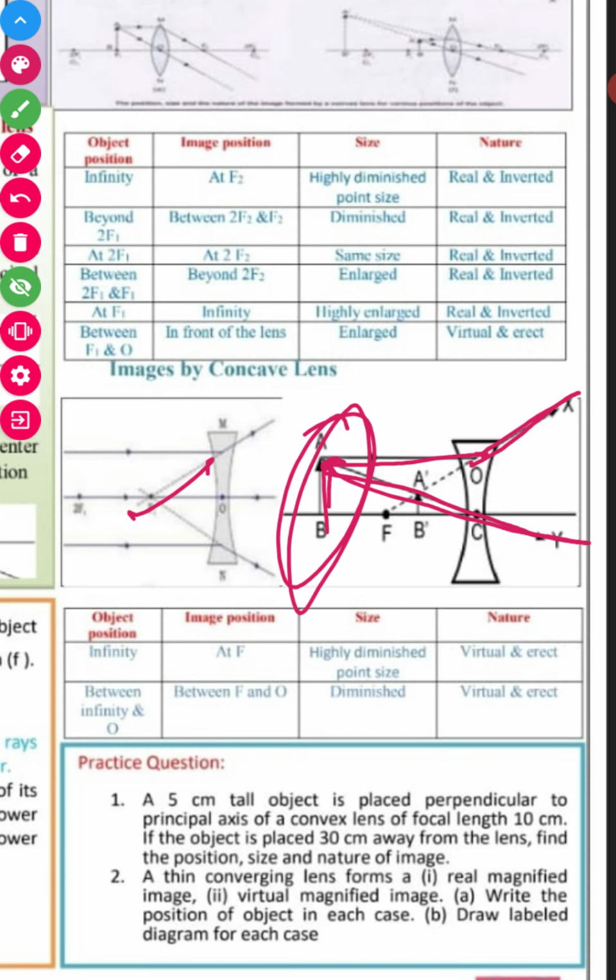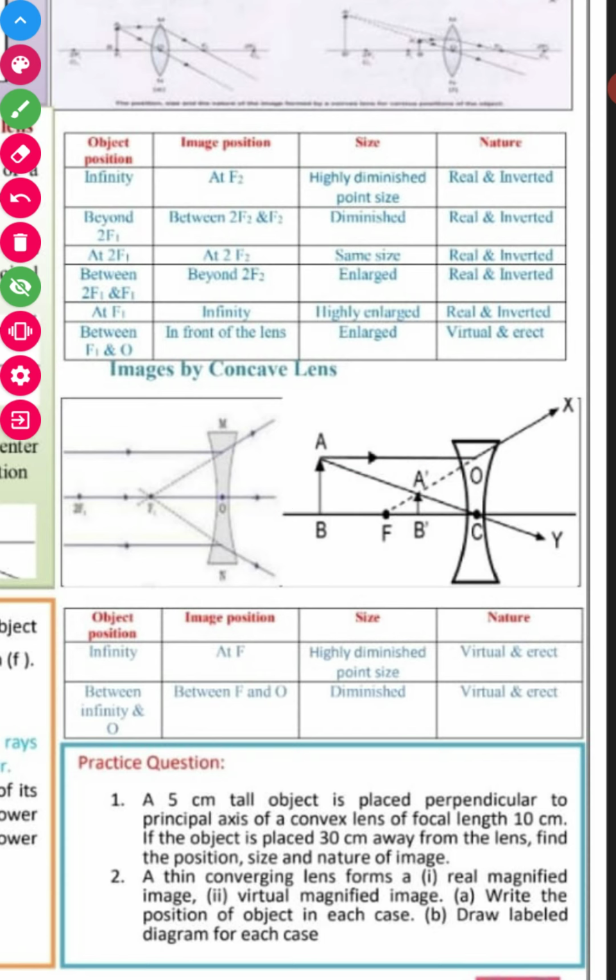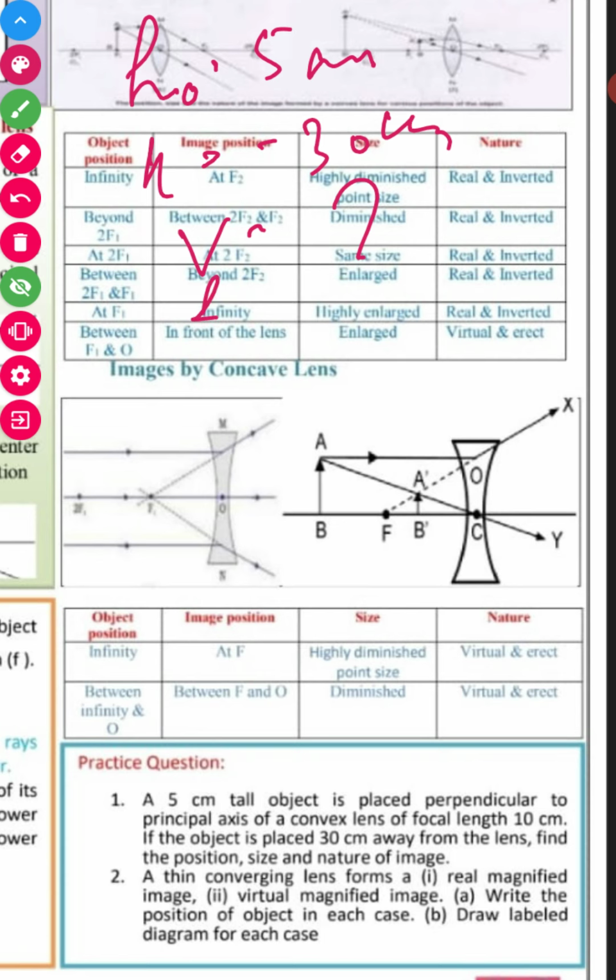Okay, let's do a practice exercise with this. We have, see, whatever is given: a 5 cm tall object is placed perpendicular to the principal axis of a convex lens of focal length 10 cm, and the object is 30 centimeter away from the lens. This is the height of the object, that is 5 centimeter. Whatever is given, we must write: u is 30 centimeter. We have to find out v, then f is equal to 10 centimeter, right?